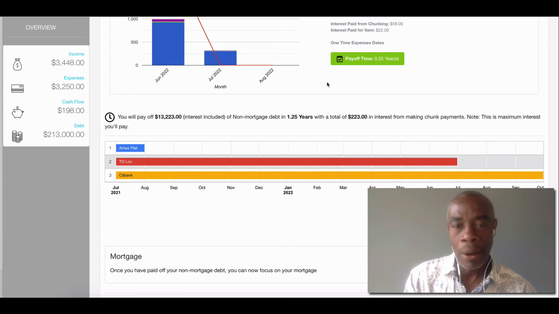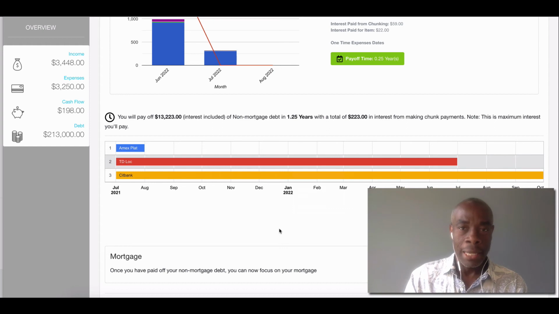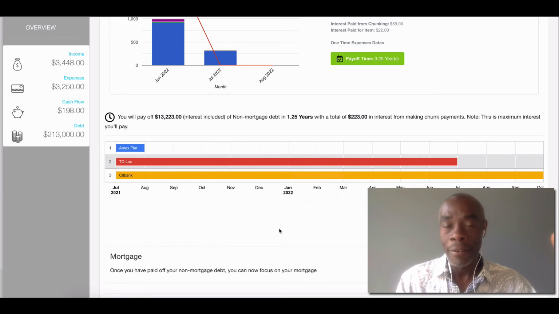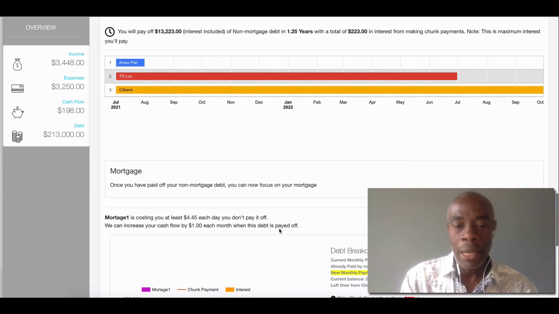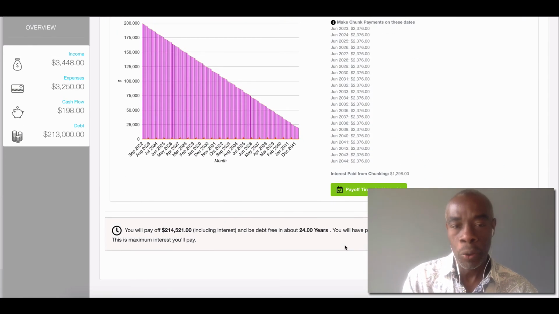The way that the app works is that you pay non-mortgage debt first. Why do you pay non-mortgage debt first? Because your mortgage is amortized, so there's really not much of a dent you can make yet while you still have more non-mortgage debt. That is things like your car loan, your credit cards, all this other stuff. Once that's paid off, you can tackle your mortgage. So that's the report and how the report works.